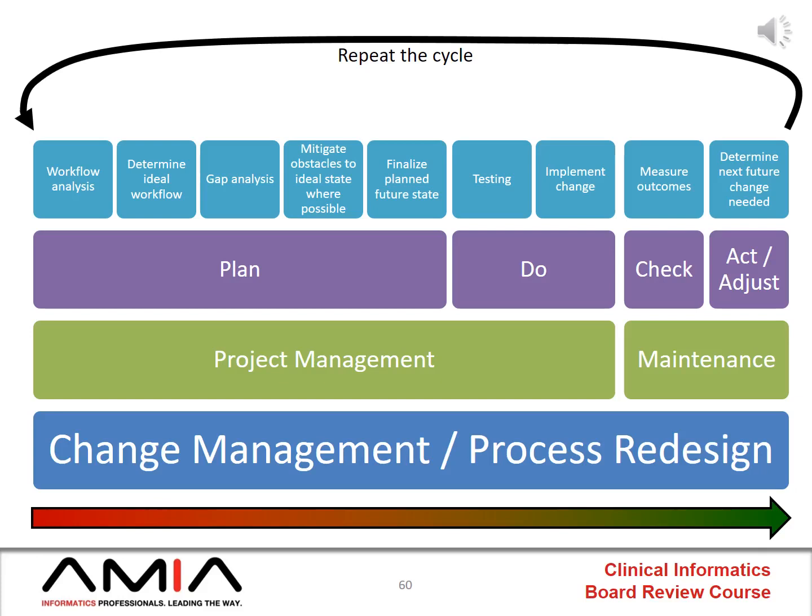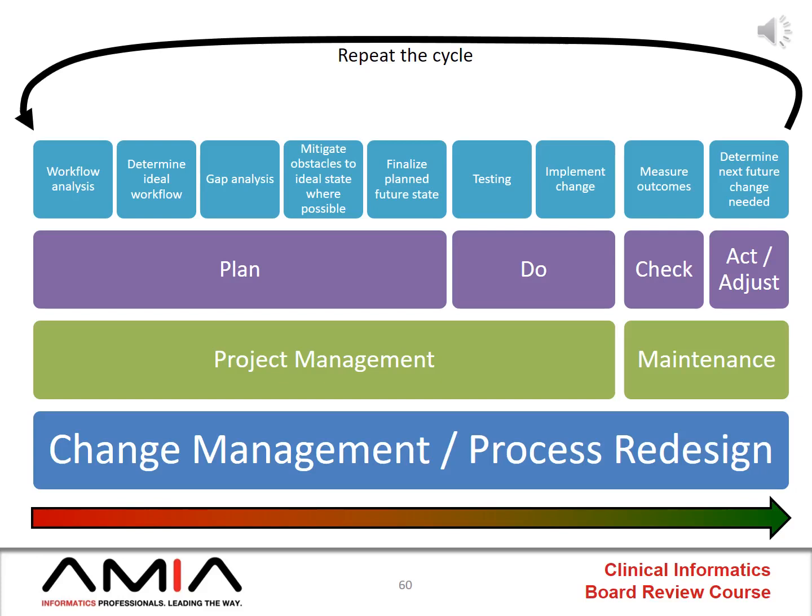In the top line of this diagram, you'll see the steps that we just described for process redesign. In the next line, which is in purple, you'll see the analogous phases of Plan, Do, Check, Act. Some of you may know this as Plan, Do, Study, Act, or PDSA, where planning represents really the first 5 phases in process redesign. The do represents your testing and implementing of your change. Checking means measuring your outcomes, and then acting and adjusting means determining your next future change that is needed.